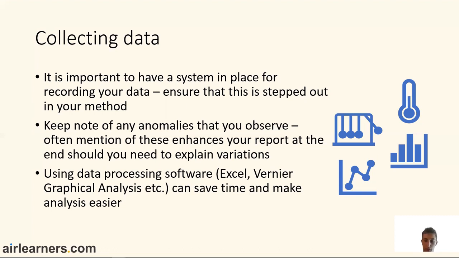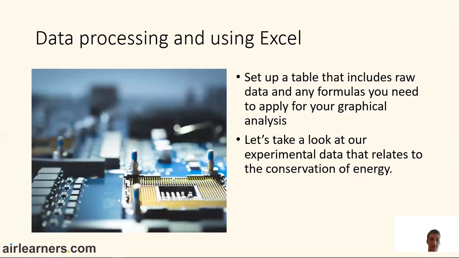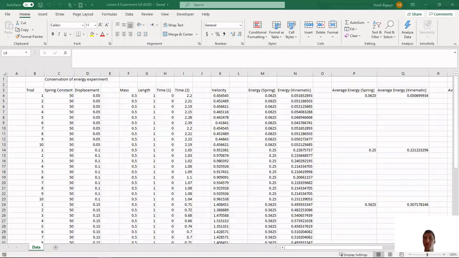From our hypothesis, we can predict that when graphed against each other, the gradient will be 1 and the y-intercept will be 0. And we'll have a look at that in a moment. So, data processing and using Excel. Set up a table that includes your raw data and any formula you need. That will be quite important because you don't want things to be messy when you're doing your processing. All right, here we go.